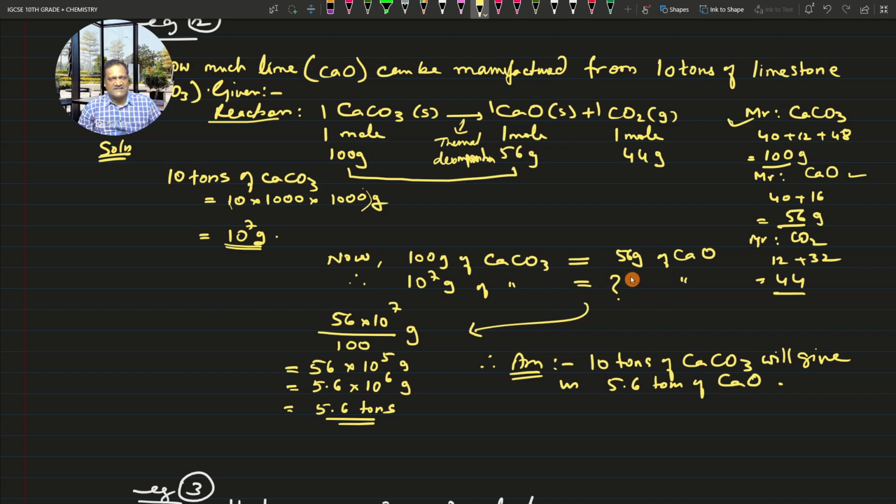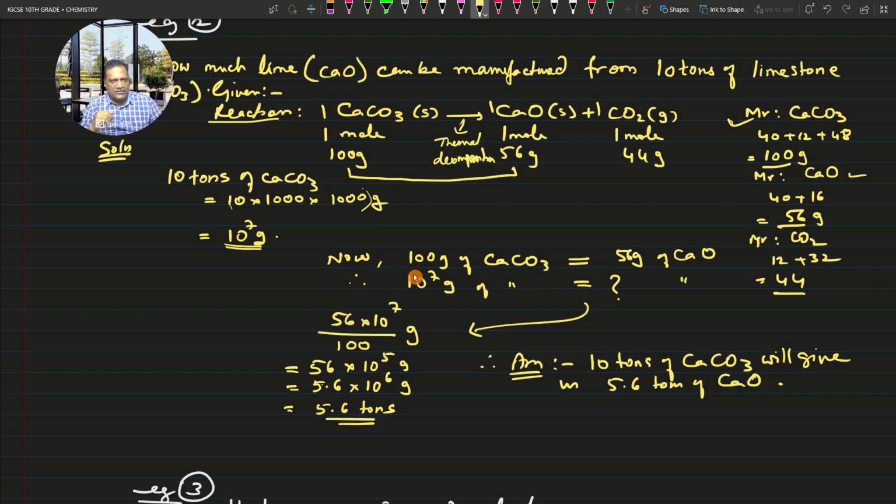That is the question. Now, if you do the simple cross multiplication, you will get 56 times 10^7 divided by 100 grams. This much calcium oxide you will get in grams. If you work this out, it will be 56 into 10^5 grams. And 56 into 10^5 can be written as 5.6 into 10^6 grams. And this 10^6 is nothing but 1 ton. So 10^6 you can replace by ton, so it will become 5.6 tons.